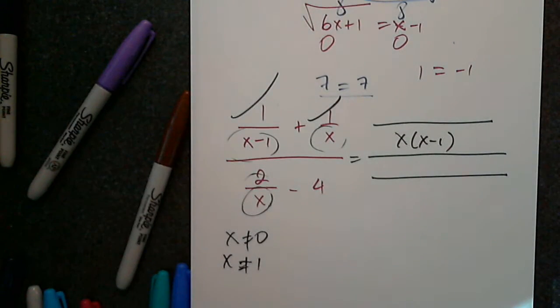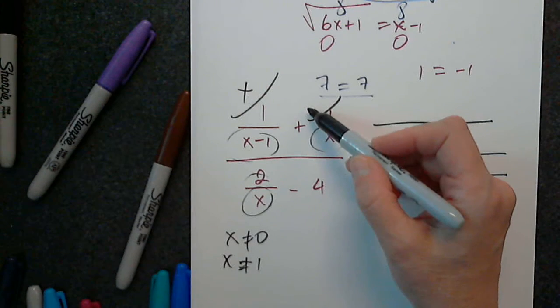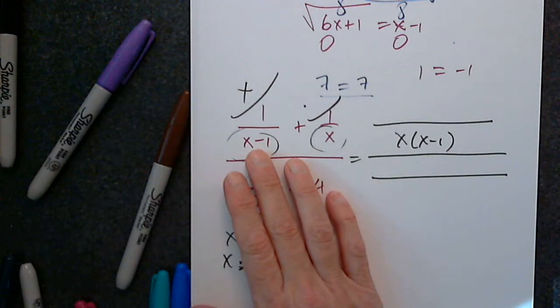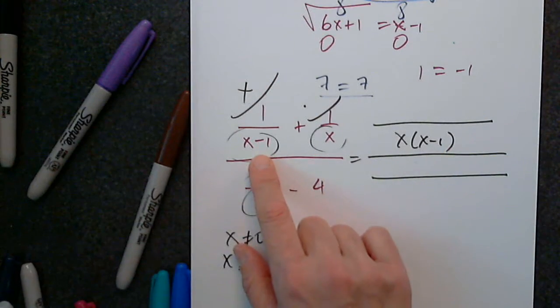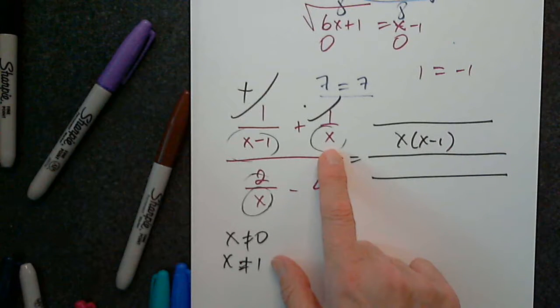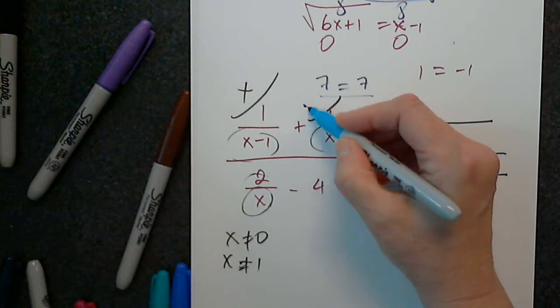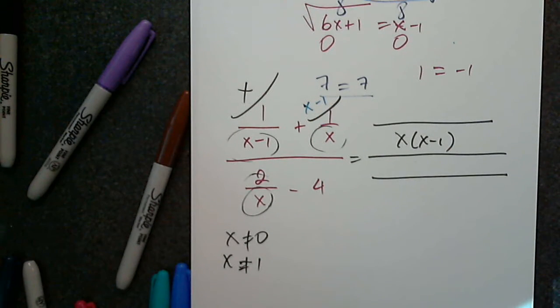The first one needs? Okay. Yes. And the second one needs? Three. No, because x minus 1 was multiplied by x to get x times x minus 1, and x was not multiplied by x, but was multiplied by x minus 1 to get x times x minus 1. So x was multiplied by x minus 1, the numerator has to be multiplied by x minus 1.